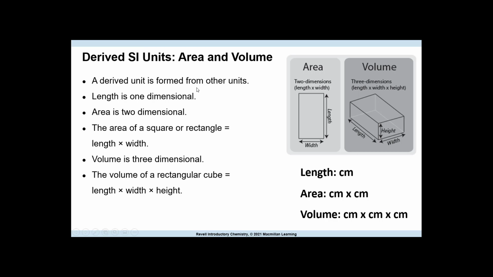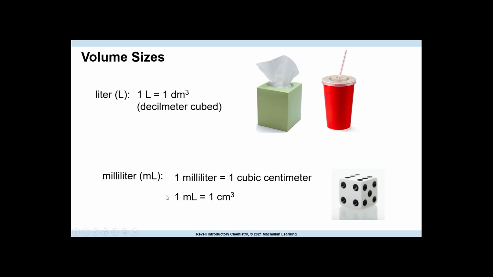So a derived unit is formed from other units. We start with length and we end up with volume. Length is one-dimensional, area is two-dimensional, so area is 2, so this would be squared. And area of a square or rectangle is length times width. Volume is three-dimensional, so 1, 2, 3. So that's why I relate 3 when we're dealing with volume. Anything which says cubic. The volume of a rectangular cube is length times width times height.